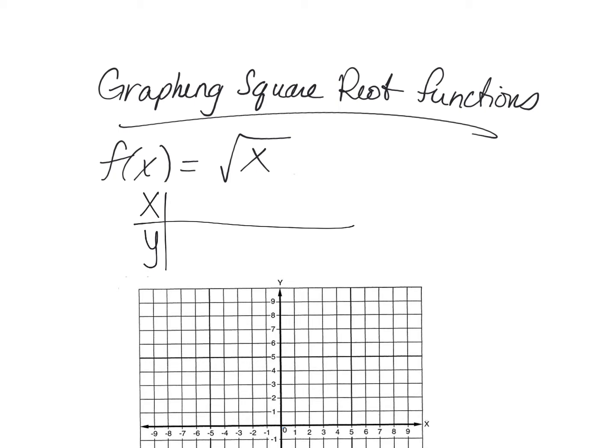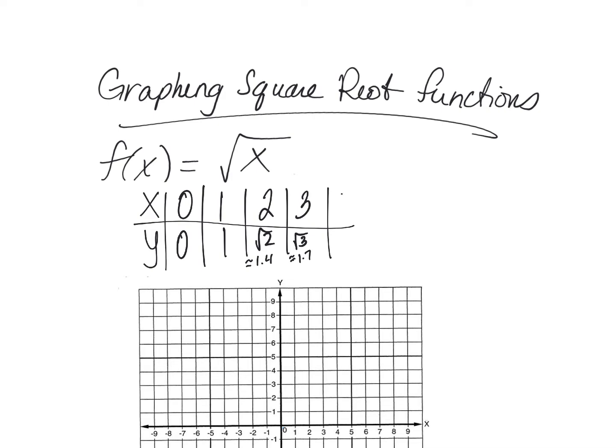So I cannot plug in negative numbers, but can we plug in 0? Yes. What is the square root of 0? 0. Can I plug in 1? What is the square root of 1? Can I plug in 2? I can. I don't get a whole number out. I get the square root of 2, which is about 1.4. I don't expect you to know that. Can I plug in 3? That's the square root of 3, which is about 1.7. Can I plug in 4? What do I get? 2.